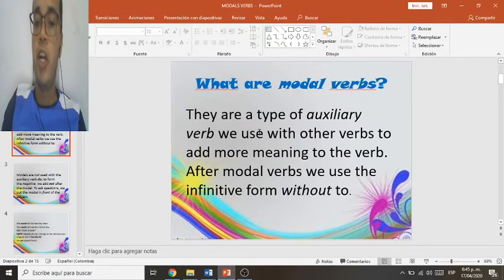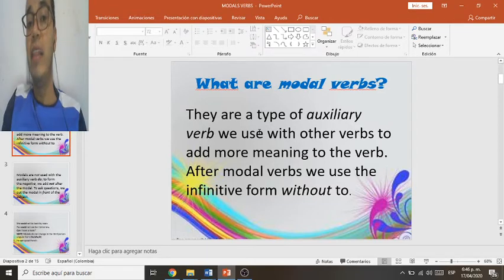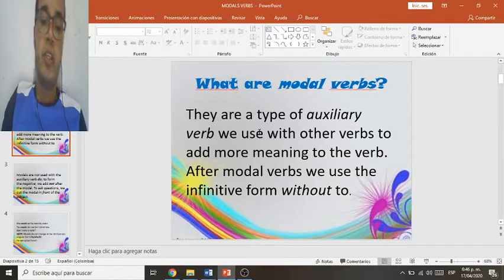Let's do it very slowly and in a very clear way so that you can understand modal verbs. So let's review. What are modal verbs? Well, we may say that they are a type of auxiliary verb we use with other verbs to add more meaning to the verb. It's important. You can never ever forget it. A modal verb needs a different verb. Without a different verb, modal verbs are useless. They need another verb.